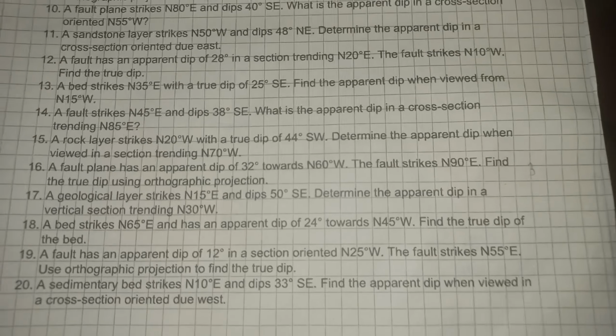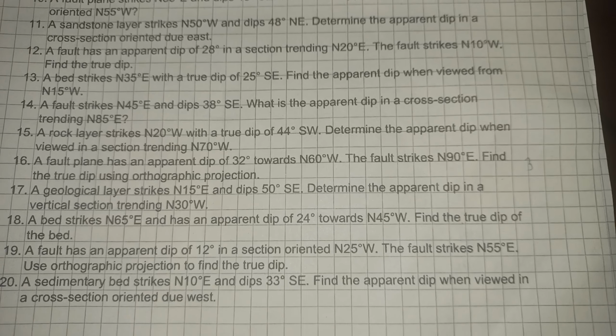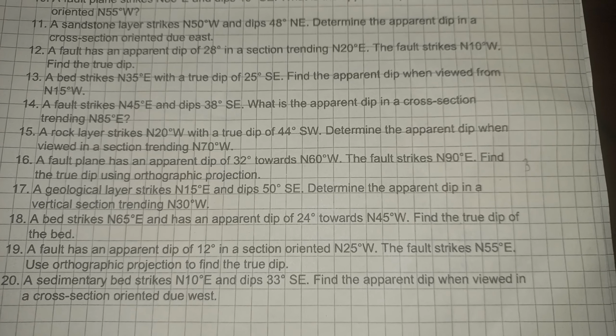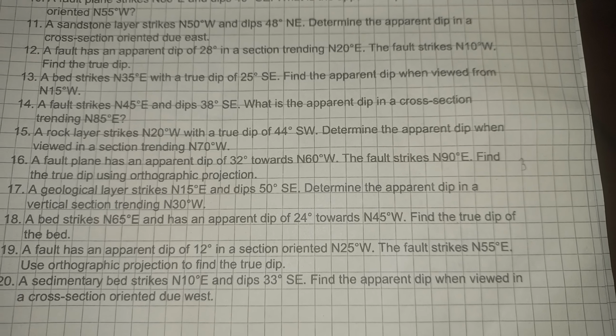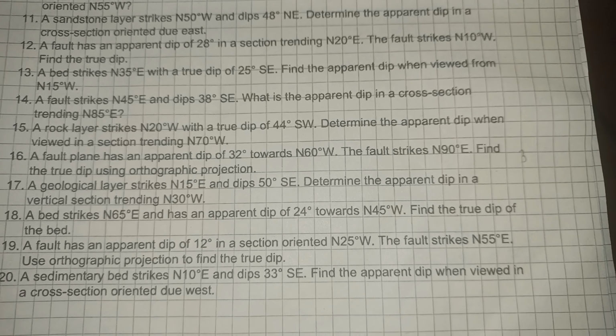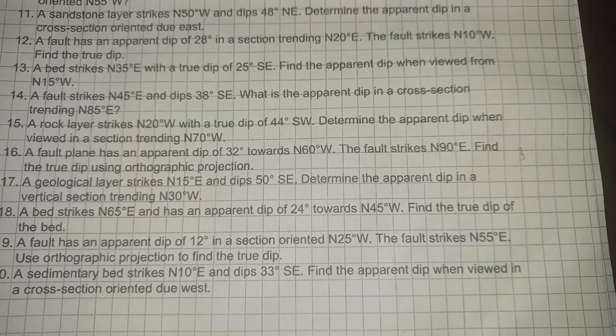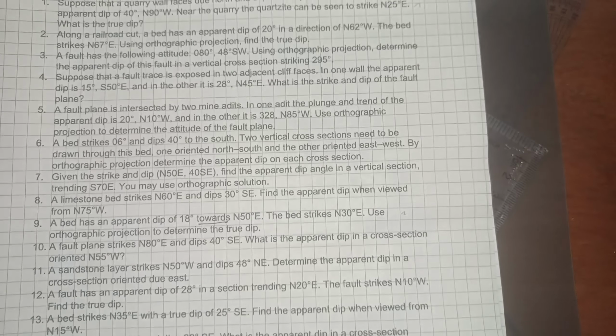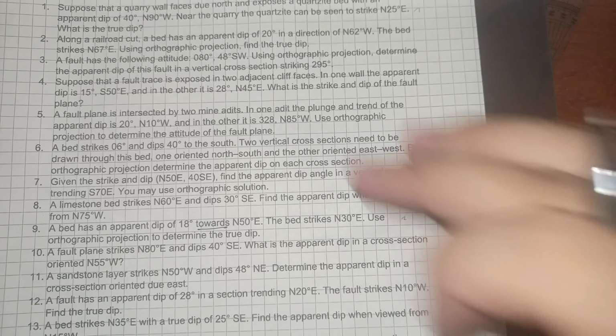Number 16. A fault plane has an apparent dip of 32 degrees towards north 60 west. The fault strikes north 90 east. Find the true dip using orthographic projection. So how will we solve it? So let's write the given.